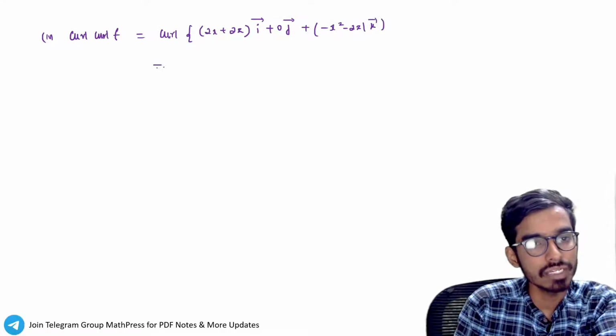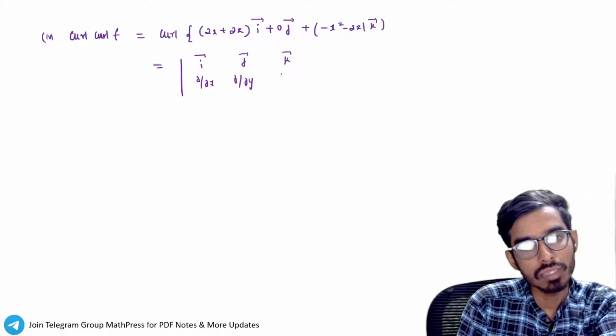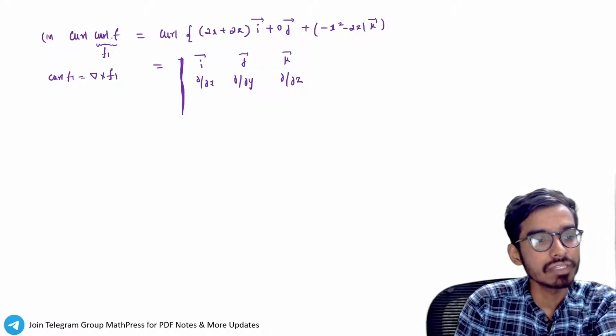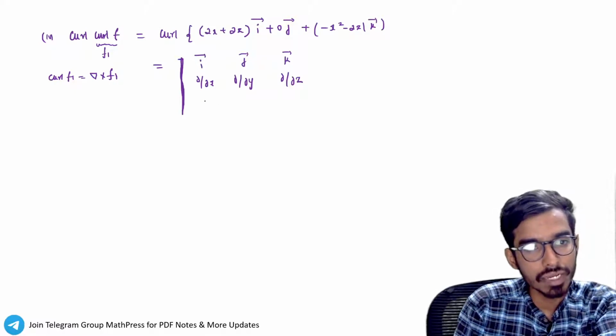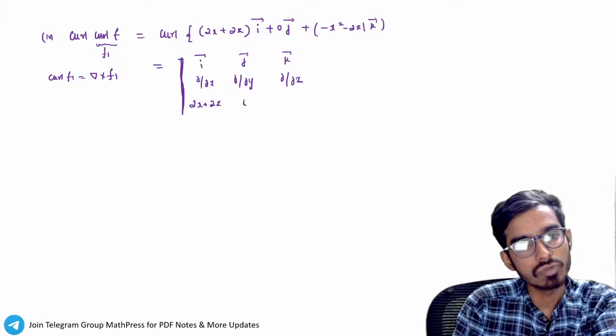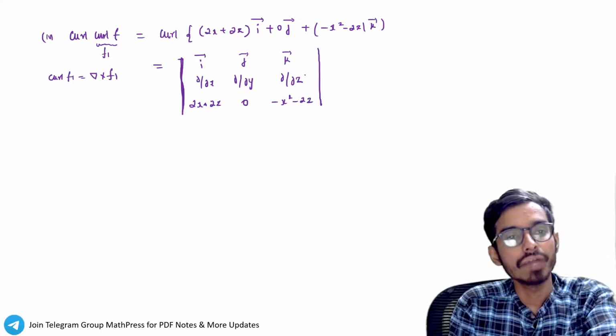So we need to find curl for this function. So this will be i vector, j vector, k vector, ∂/∂x, ∂/∂y, ∂/∂z. I just take this to be some f1, right? Curl of f1 will be del cross f1. So f1 is curl f. So instead of f coefficients, you need to write the coefficients of curl f here: 2x plus 2z, 0, minus x² minus 2z, right? So expand this, you will find curl of curl f.